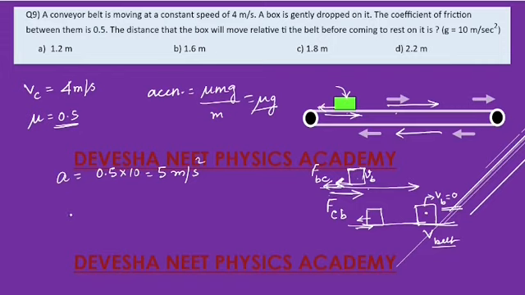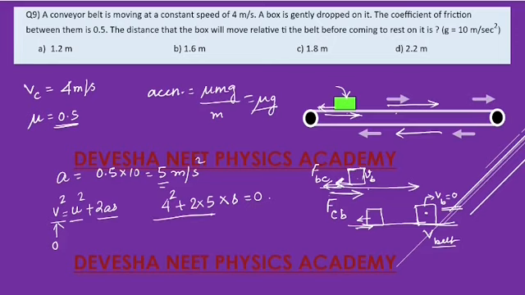So we need to know in what distance it will come to rest. Okay, so we'll again use the same formula here, v square is equal to u square plus 2as. Okay, the final velocity v becomes 0. u is the initial velocity it will acquire, which is the velocity of the belt, which is 4. Okay, so 4 square plus 2 into a, acceleration is given to be 5. Okay, 2 into 5 into s is equal to 0. Okay, correct.